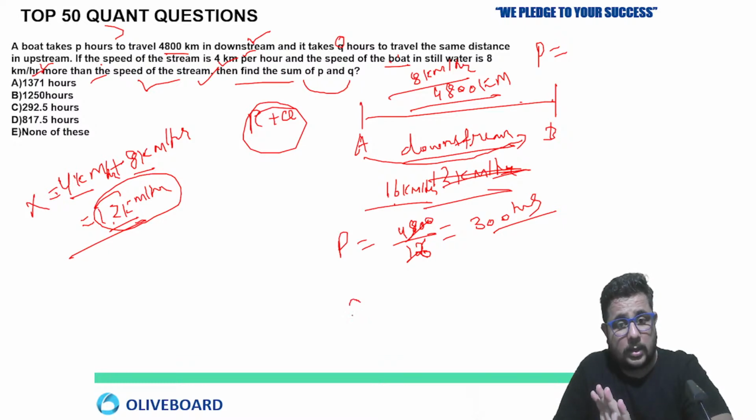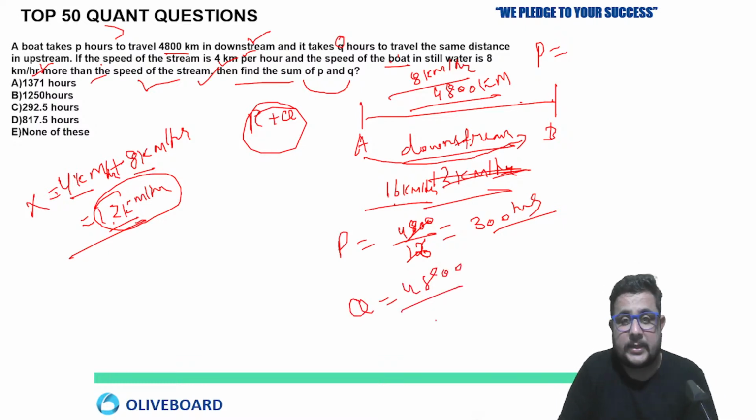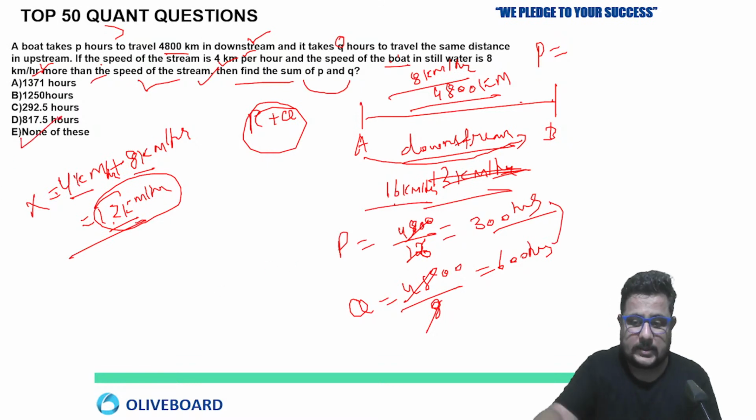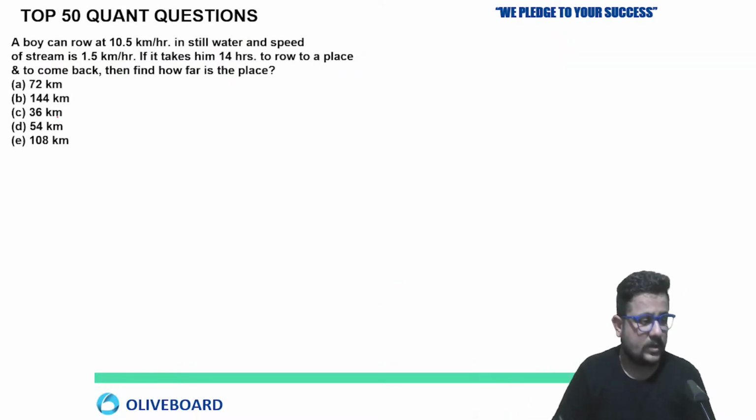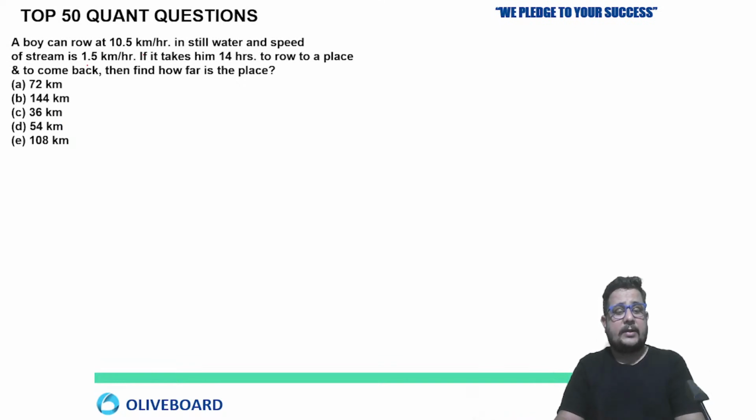Okay, now Q is going to be 4800 upon the upstream speed. So that is 8 km per hour. So 8 sixes are 48, 600 hours. And their sum is going to be 900. Yes, option E. What about others? Be active. Arnav, very good. Now let's move on to the next one.